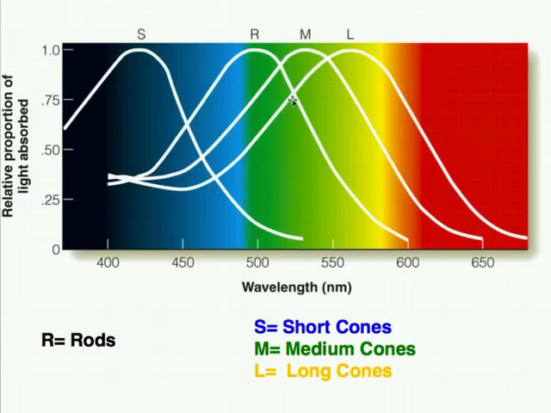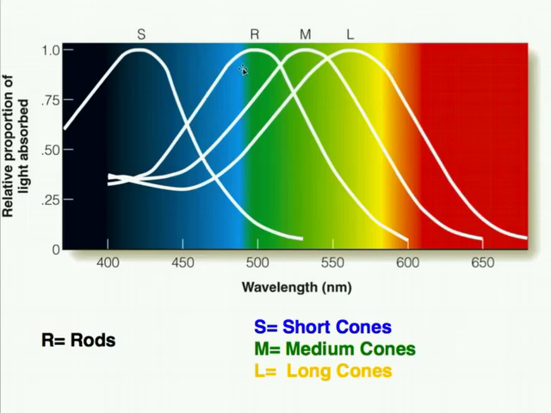And what that means is that your brain can use the relative response of these different cones in order to figure out what color is out there. So if you're getting more response from the S cones than the M cones, that's a signal to your brain that it may be more in the blue range. And the reverse is true. If you're getting more L than S, that may be something that's in the yellowish range.